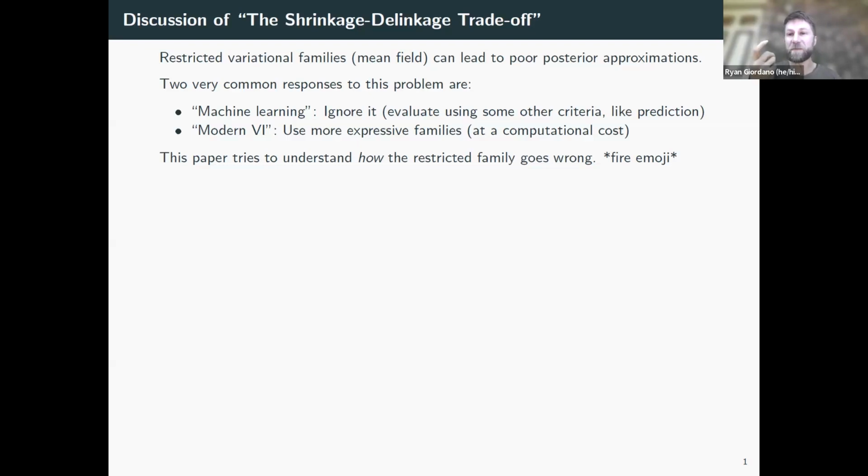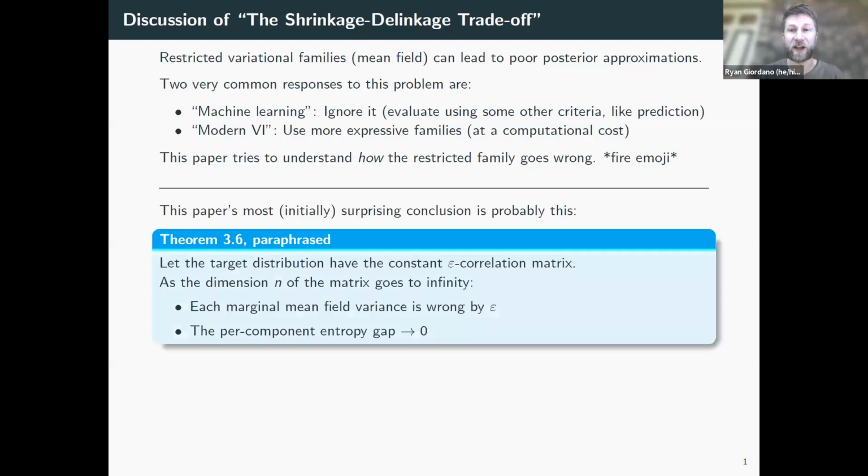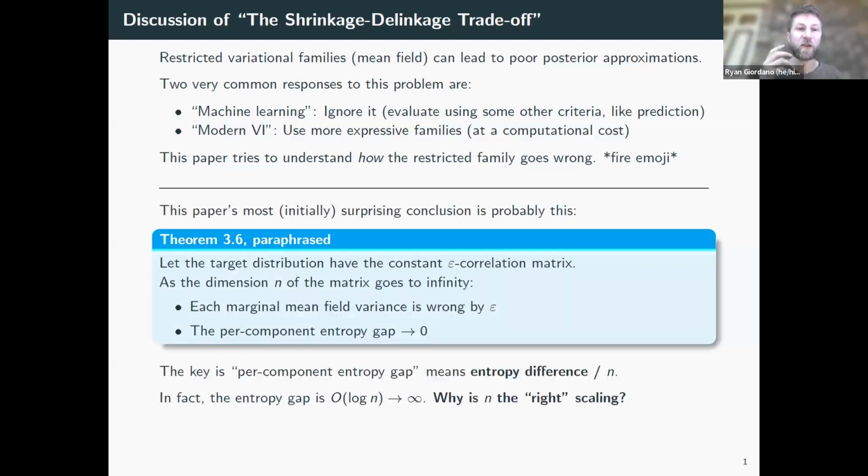But you remember we made this mean field assumption for computational reasons in the first place. And often when you make these more complex families, you get more accurate posterior approximations, but it comes at a computational cost that we're trying to avoid in the first place. This paper really tries to understand how this restricted family goes wrong, which is just amazing. I think that's really incredible.